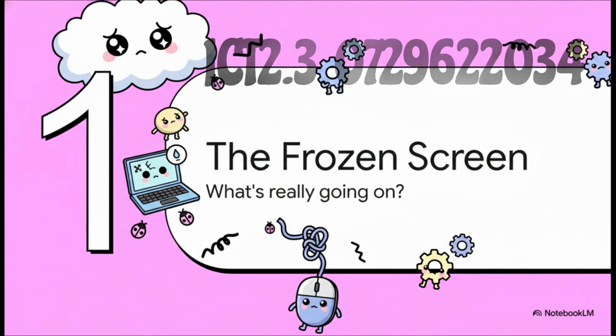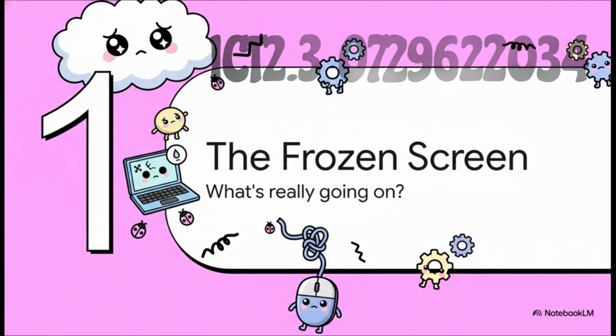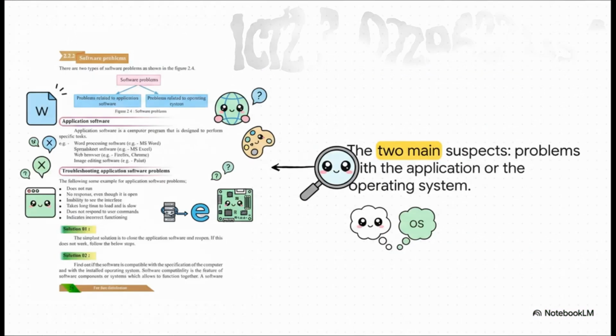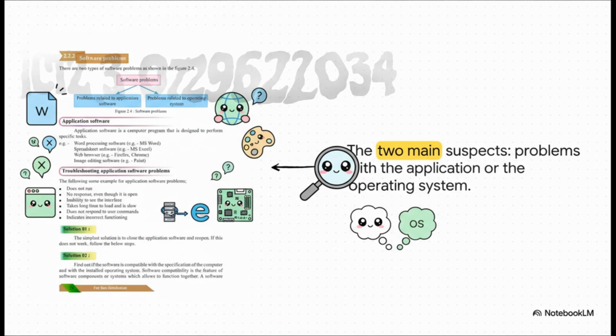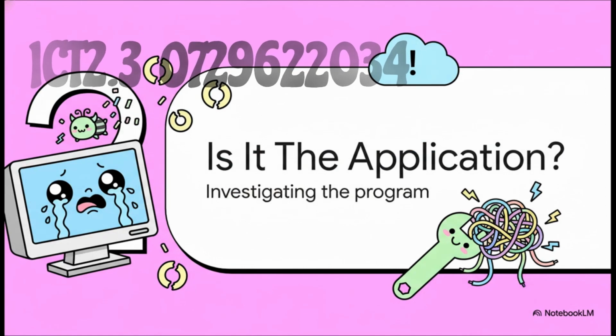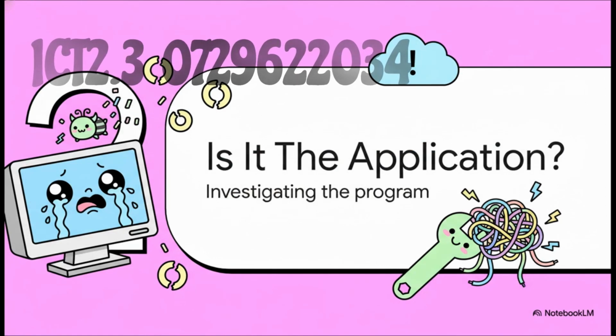That classic frozen screen. To actually solve the problem, we first have to play detective a little bit and figure out what's really going on behind the scenes when your computer starts acting up. Think of yourself as a detective at a crime scene. When software goes wrong, there are really only two main suspects. The first is the specific program you were using, the application. The second is a much bigger deal, a problem with the foundation of your computer, the operating system. Figuring out which one is the real culprit, that's the most important first step. So let's start our investigation with the usual suspect, a single program that's just not cooperating.